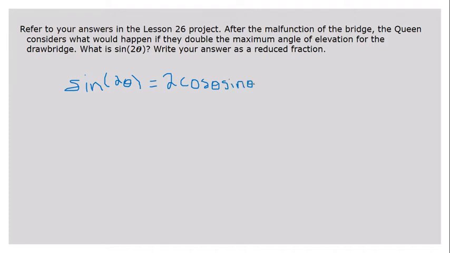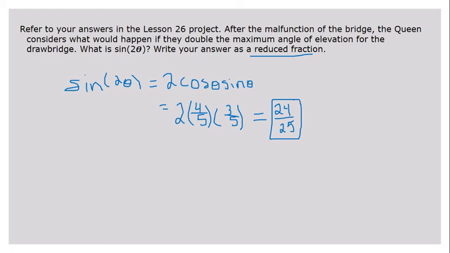Now if you look at lesson 26, you will remember what you got. In my lesson 26 project help video, I had that the cosine of theta, I'm going to go ahead and plug it in, was 4/5, and the sine of theta I found to be 3/5. So I'm going to go ahead and multiply. 2 times 4 is 8, times 3 is 24, and in my denominator 5 times 5 is 25. Now it wants me to reduce my fraction if I can. 24/25 I cannot reduce anymore, so my sine of 2 theta is just 24/25. Hope this helps with your lesson 27 project.